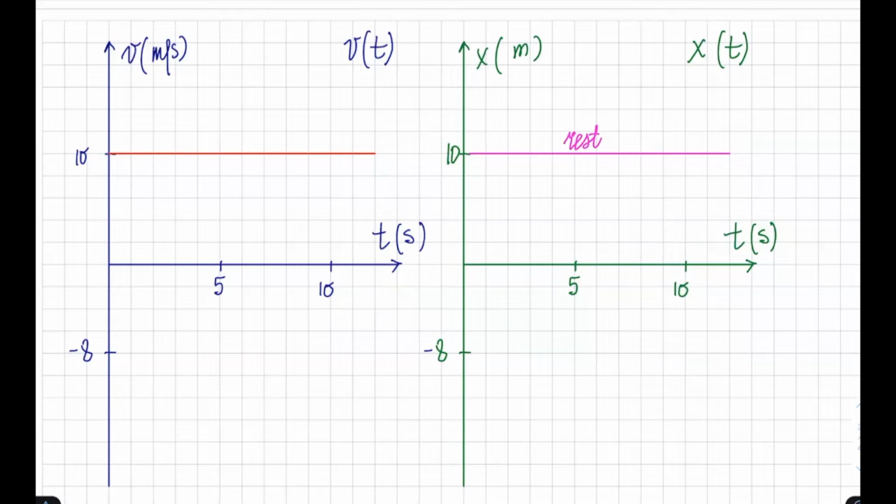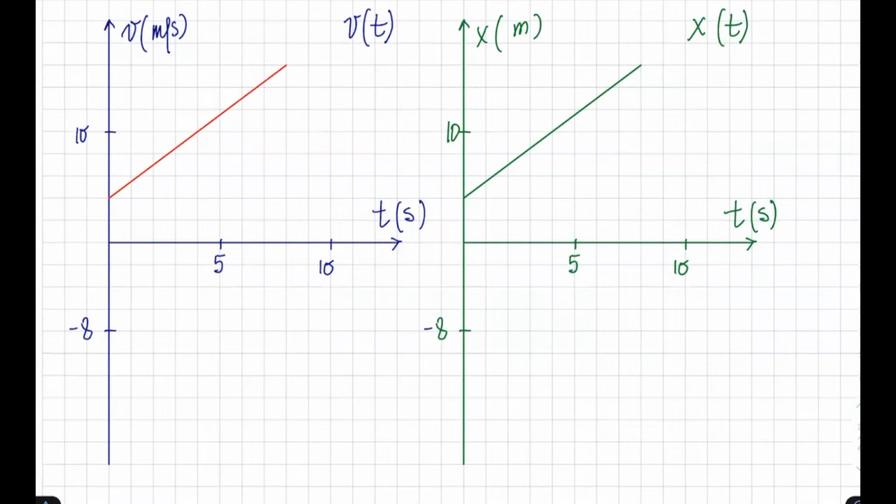However, the graph on the left, the red one, that is not rest, even though it's flat. What this means is that this velocity is 10 meters per second in the positive direction, whichever that might be, and it is not changing. So this part is constant velocity in one direction. Nothing is changing.